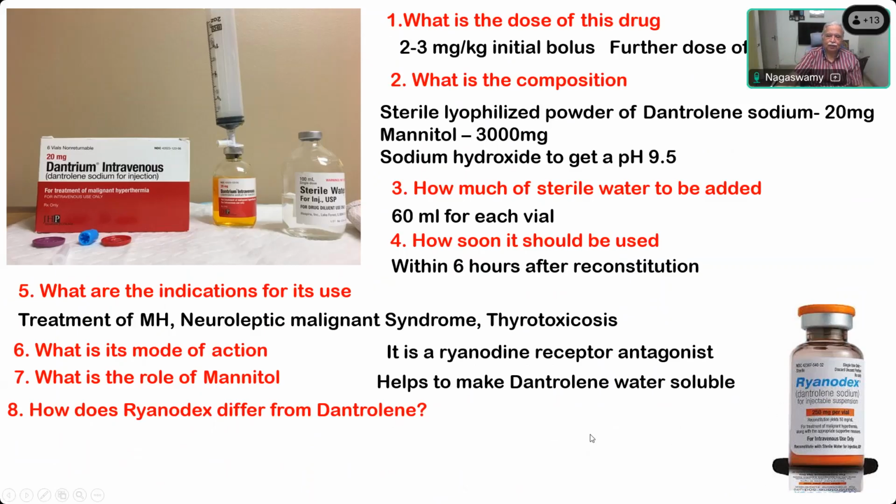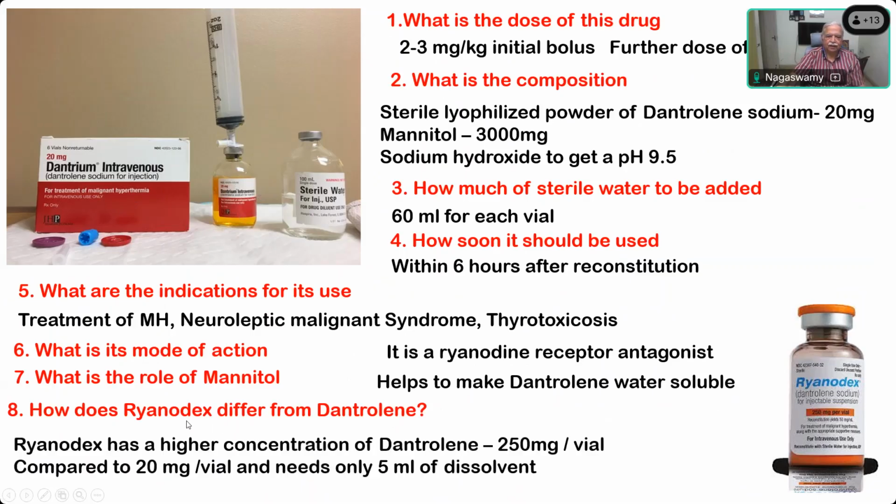So you have to dissolve a lesser number of vials compared to this. You may require about 40 to 60 vials if you use this, because each vial has only 20 milligram and you have to give, say, 3 milligram for a 70 kg person. That means it will be 210 milligram. You have to dissolve at least 10 vials for this, whereas here it is 250 milligram per vial, so one vial will be sufficient.